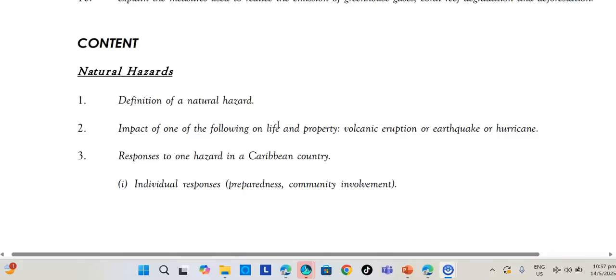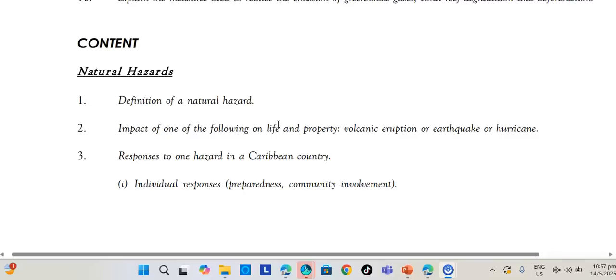Response to one hazard in a Caribbean country. All right, so we're still going to look at hurricanes. Whenever there's a hurricane, government shelters are opened to house people. Food and water are distributed with help from aid groups. Rescue teams search for trapped or injured people. Foreign aid from countries and agencies provides relief support. Rebuilding programs start to repair homes and infrastructure.